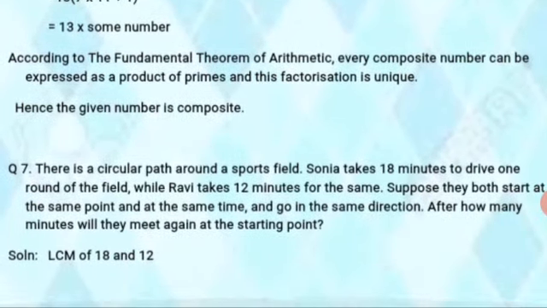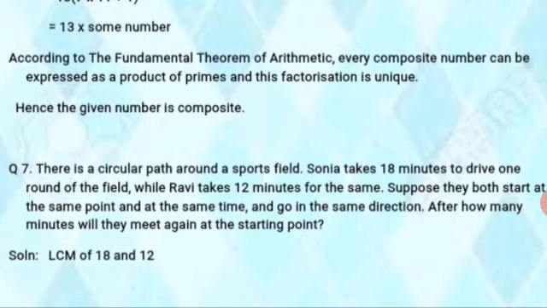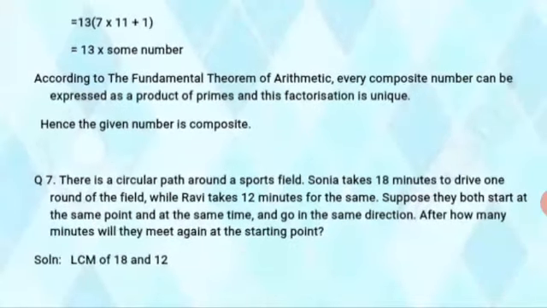Now let's move to the last question of this exercise. There is a circular path around a sports field. Sonia takes 18 minutes to drive one round of the field and Ravi takes 12 minutes for the same. Suppose they both start at the same point and at the same time and go in the same direction. After how many minutes will they meet again at the starting point?